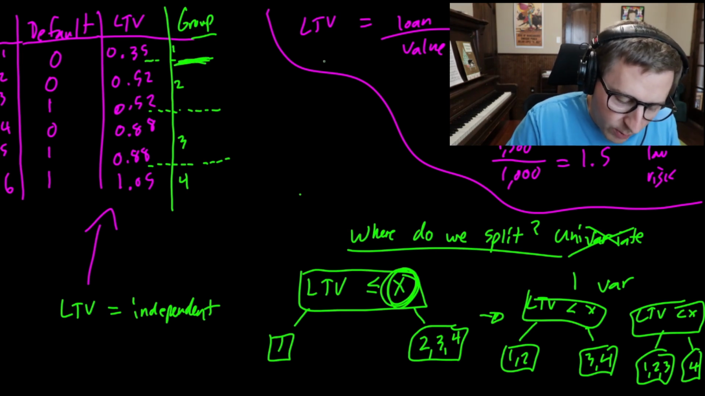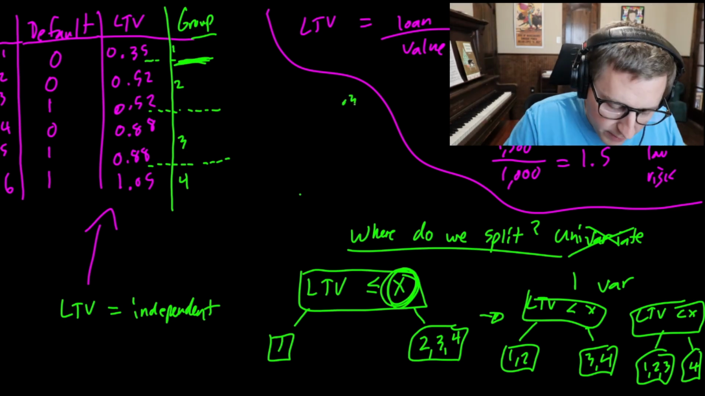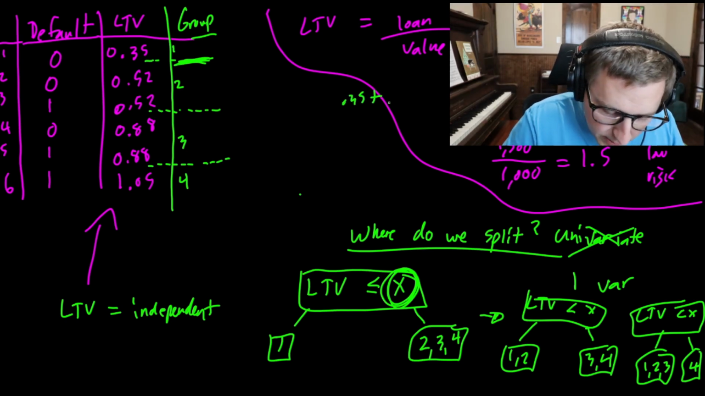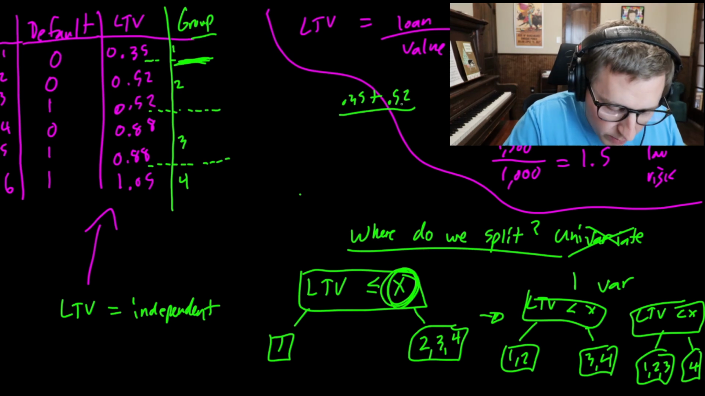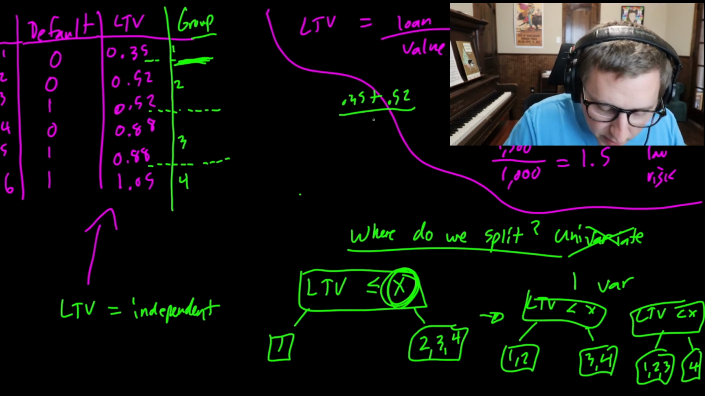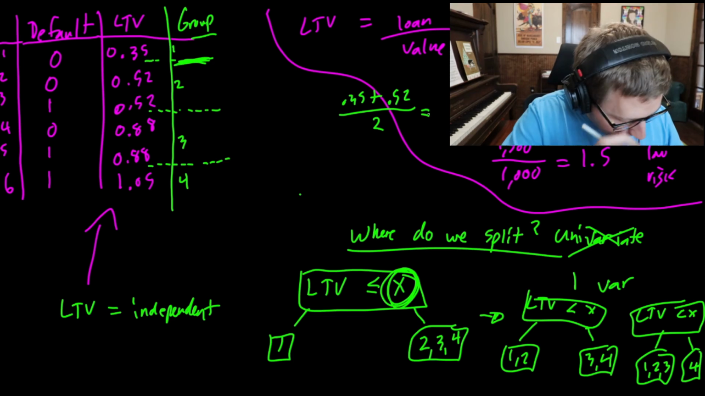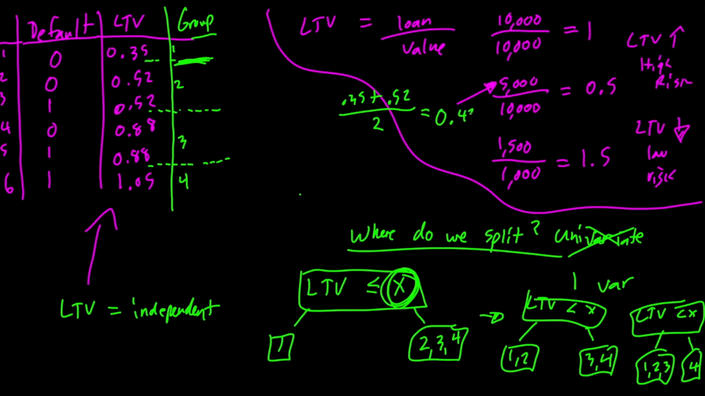So in this case, we're just going to do 0.35, which is the first number, plus 0.52, which is the second group split. And we're going to divide them by 2 to get the average here. And this is going to give us 0.435. And that is what's going to go here.